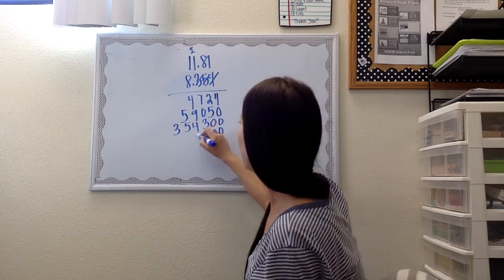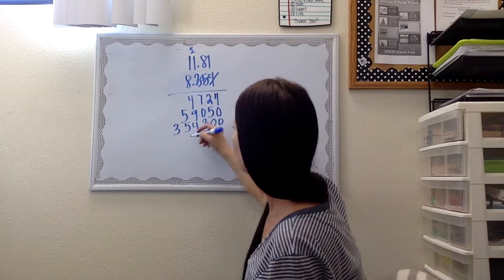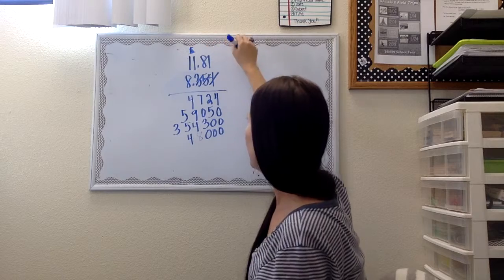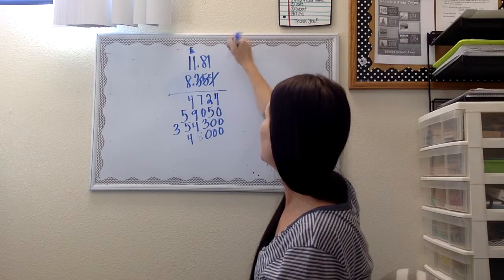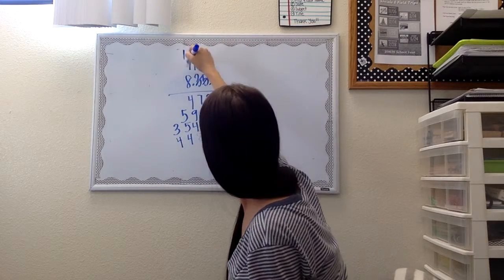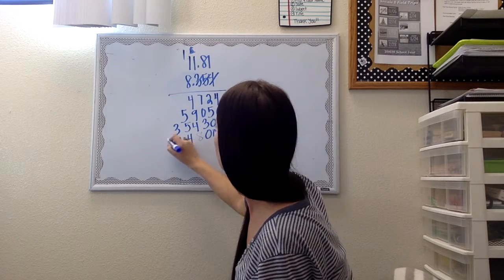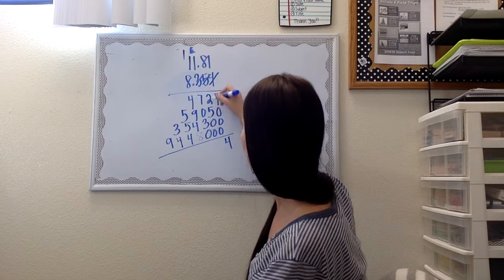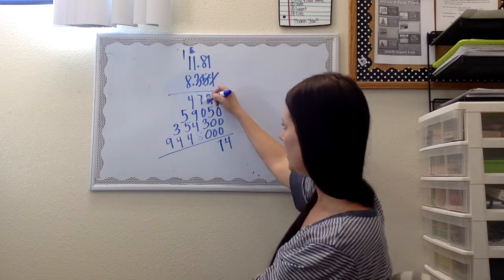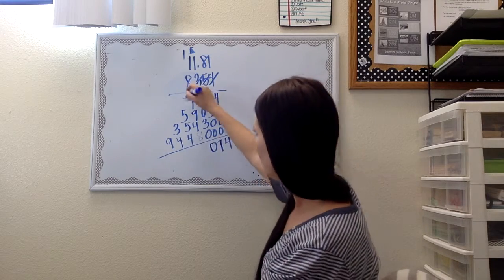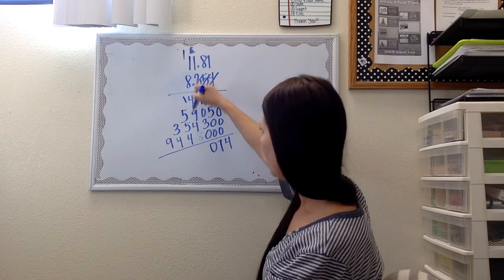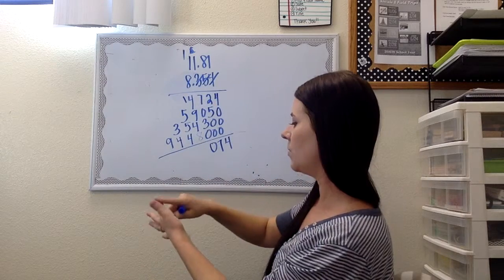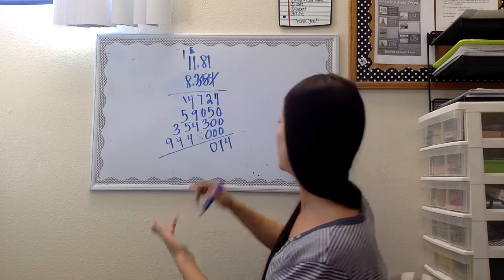8 times 1 is 8. 8 times 8 is 64. 8 times 1 is 8. 9, 10, 11, 12, 13, 14. 8 times 1 is 8 plus 1 is 9. Now we add all of this up. 4, 5, 6, 7, 7, 8, 9, 10, 5, 14, 15, 16, 17, 18, 19, 20, 21, 22, 23, 24, 25, 26.